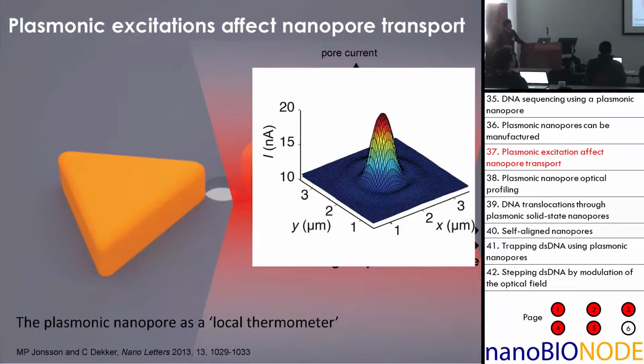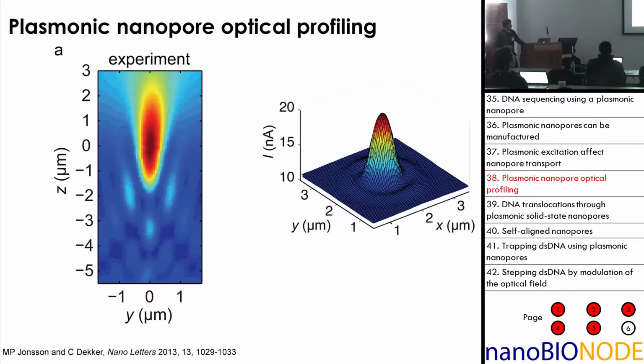And you can reconstruct the actual profile of intensity, because you know how the ionic current depends on the temperature. So you can do a separate calibration measurement for the temperature dependence of ionic current, and then you can use this simulation to reconstruct the actual shape of the optical beam. All right, so this kind of works.